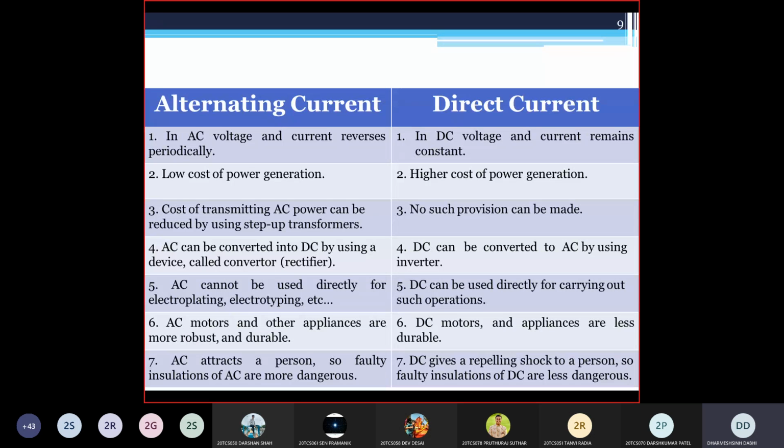Now, the same way you can write the comparison between AC and DC. The same points as we discussed. The AC voltage and current, as we know, reverse periodically, whereas in DC you can write the direct voltage and current remain constant with respect to time. Second point, in AC you can write low cost power generation, because an AC generator is cheaper as compared to the DC generator. Exactly the opposite, in DC you can write higher cost of power generation, because the cost of a DC generator is high.